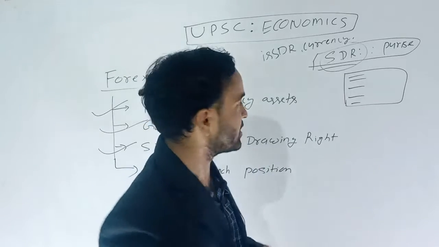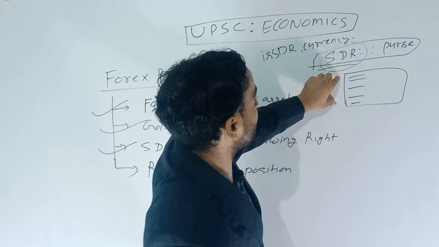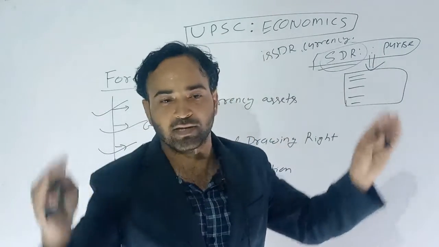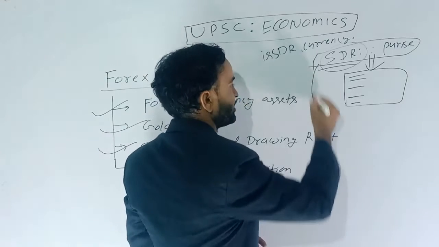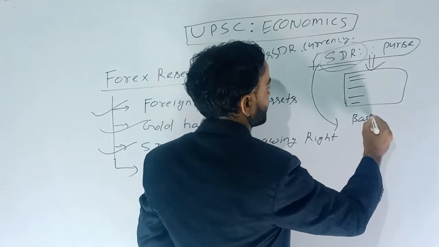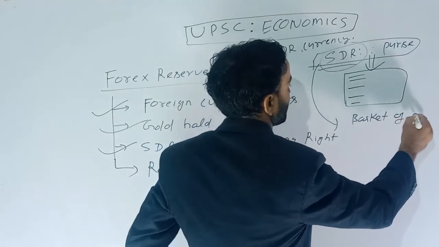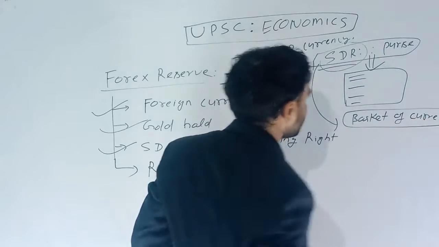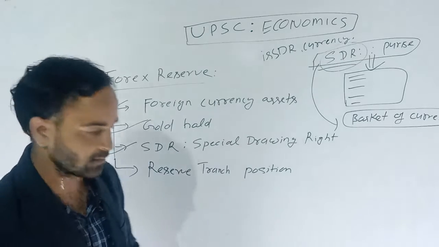The shopkeeper will say, what is under my purse? Under my purse there are many currencies. This is the basket of currency. I can say SDR is what? Basket of currency. Got my point? It is an SDR. Okay.